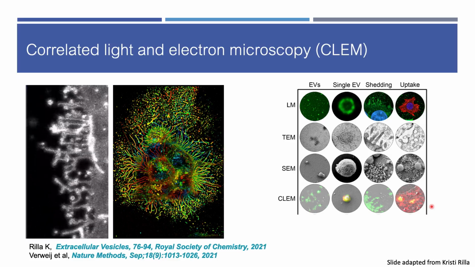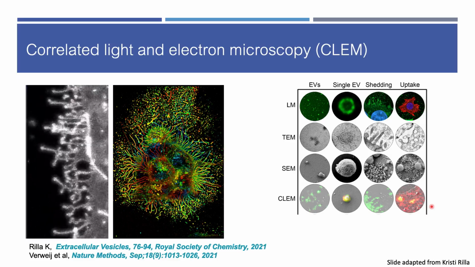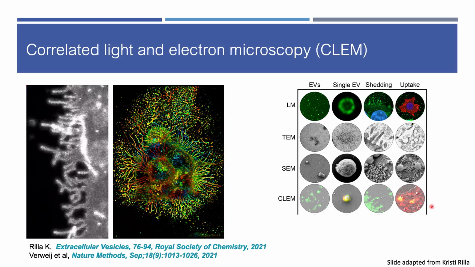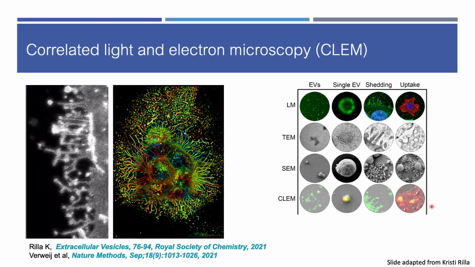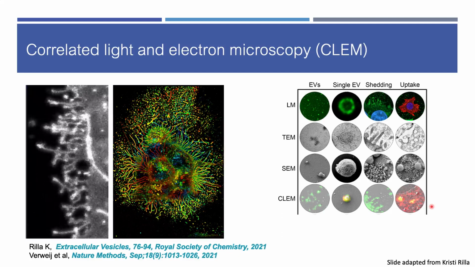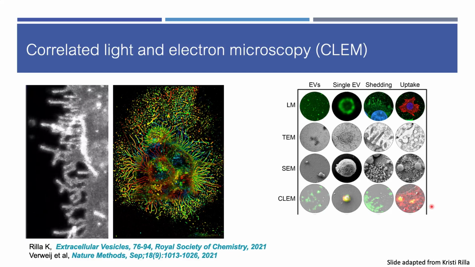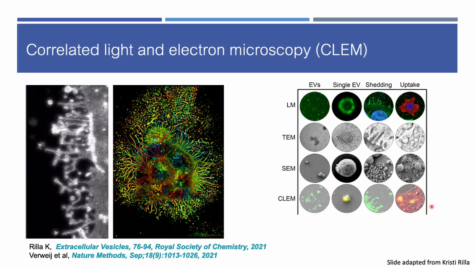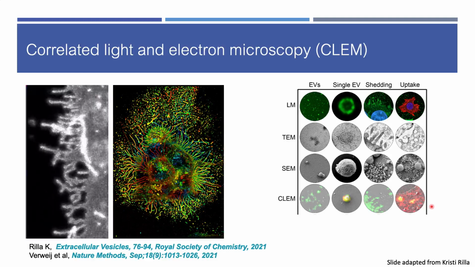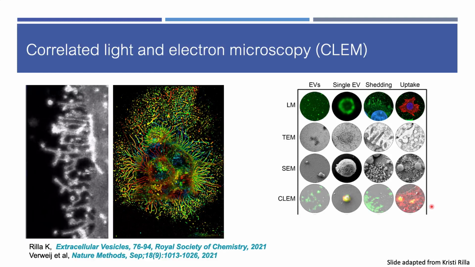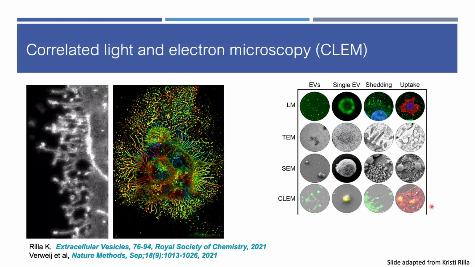Another interesting emerging technology is correlated light and electron microscopy. So we just heard a lot about electron microscopy. One of the weaknesses is you don't get any specific molecular information. You can do immunogold labeling. It's very challenging, expensive. There's non-specific binding problems. It takes a lot of expertise to do that. And even then, you have to crowd these giant, bulky gold nanoparticles onto EVs.